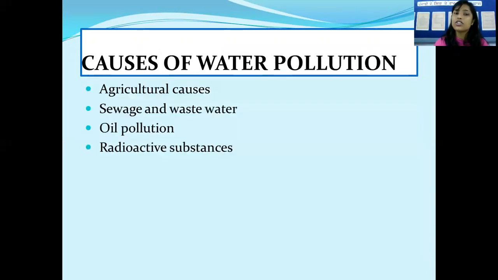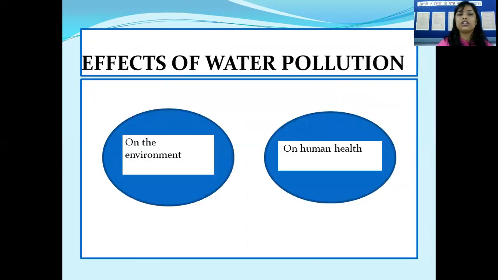Okay, now what are the causes of water pollution? See, the causes of water pollution are agricultural causes, also sewage and wastewater, oil pollution, and radioactive substances. Okay, now what are the effects of water pollution? See, there are two major effects of water pollution, that you can see on the screen: on the environment and on human health. So how is it affecting the environment?